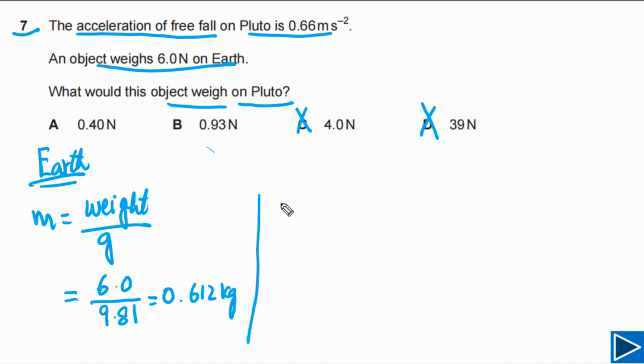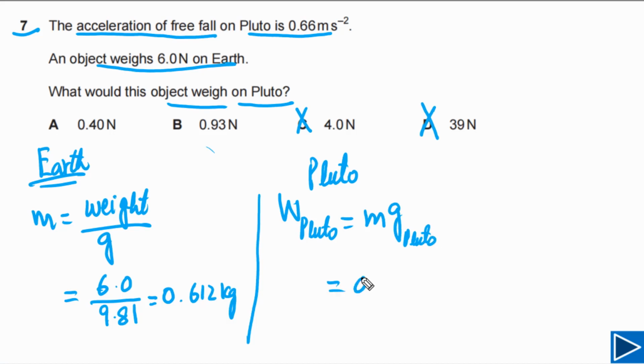Now we have the mass of the object, so we can find the weight of the object on Pluto because we have the value of g on Pluto. I will write W for Pluto. This is simply equal to m times g on Pluto. Mass we have, this is 0.612 kg. We multiply with the acceleration, that is 0.66. If we solve this one, our final answer will be 0.404 newtons. So the answer for this question is A.